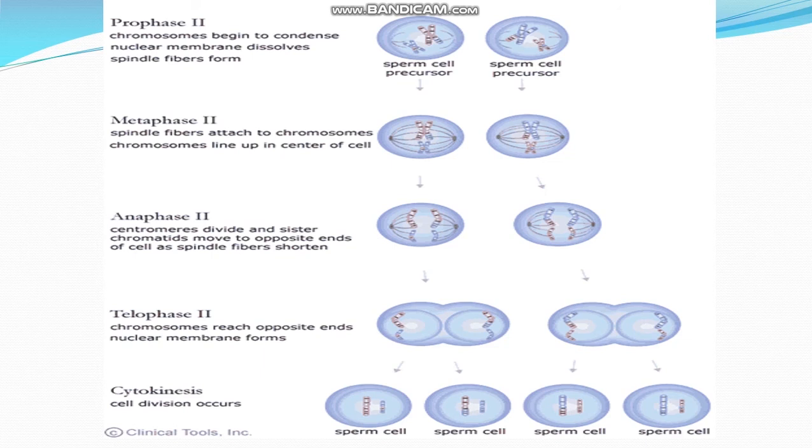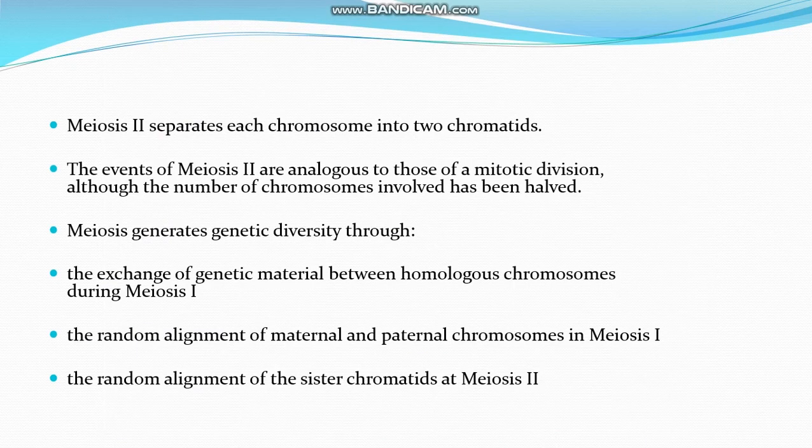In the third, you can see anaphase 2. The centromere divides and sister chromatids move to the opposite ends of the cell as spindle fibers shorten. During telophase, as you can see in the diagram, chromosomes reach opposite ends. The nuclear membrane reforms. It is followed by cytokinesis, or the division of the cytoplasm, where the cytoplasm divides into 2 daughter cells. Meiosis 2 separates each chromosome into 2 chromatids.